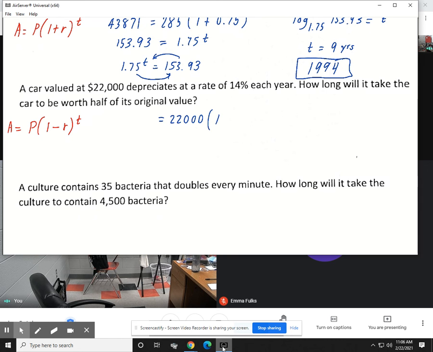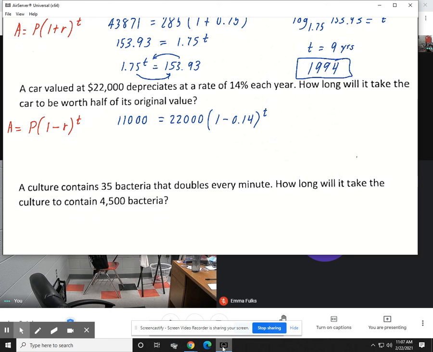It depreciates at a rate of 14%. That's 0.14. We want to know how long is it going to take for it to be half of its original value. If the original value is 22,000, what's half of that? 11,000. So A is 11,000.